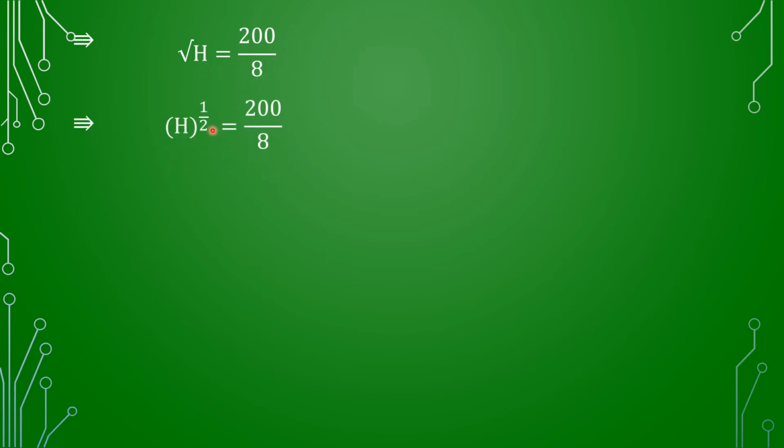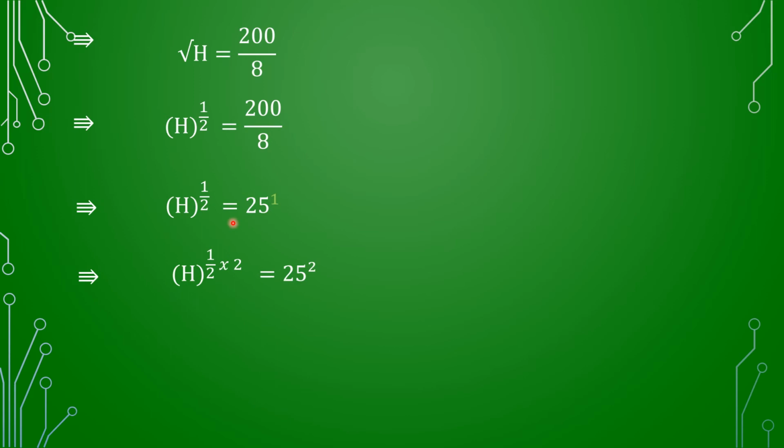that H raised to the power half is equal to 200 over 8. How? The square root of H is the same thing as H raised to the power half. Just take note of that. Going further, we have that H raised to the power half is equal to what? 25. Because 200 divided by 8 is equal to 25. Also note that 25 here has a power of what? 1. We don't always write it, so just take note of that.